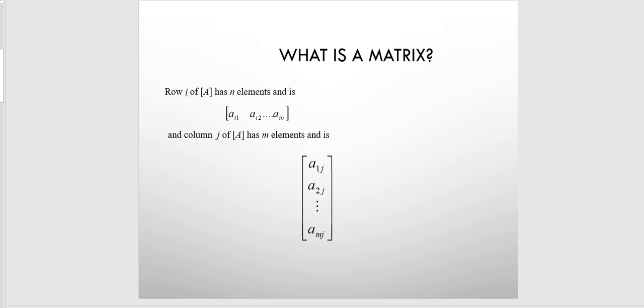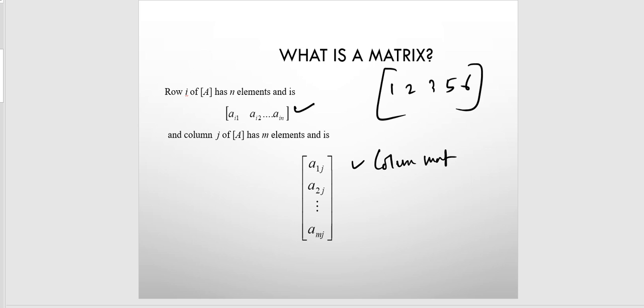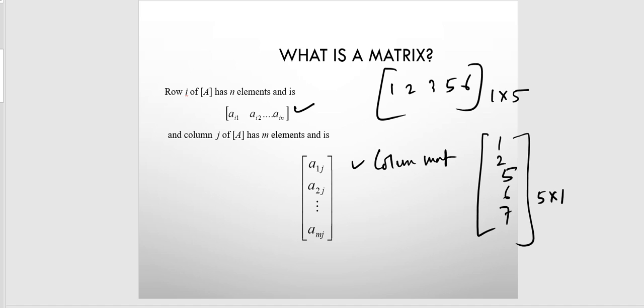Now if you see this row, this is a row matrix and this is separately a column matrix. If I just have 1, 2, 3, 5, 6, how many rows are here? One row into 5 columns. And here 1, 3, 5, 6, 7, it's a 5 cross 1.